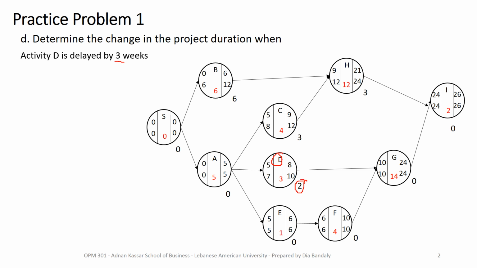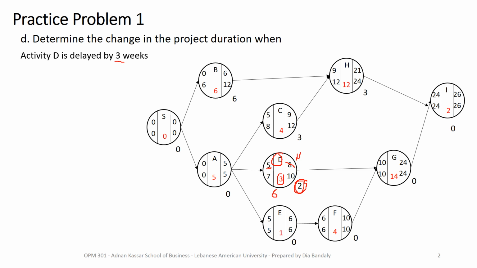So I have used my 2 weeks of slack time, but I have used one more, and I don't have any more slack time. So the project will be delayed by 1 week. If you want to verify what's happening, look at this. Activity D, let's say it started at its earliest start. Now, instead of taking 3 weeks, it took 6 weeks, which means it will finish at its earliest by 5 plus 6, 11. So instead of 8, now it's 11.